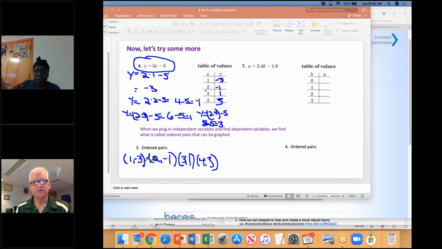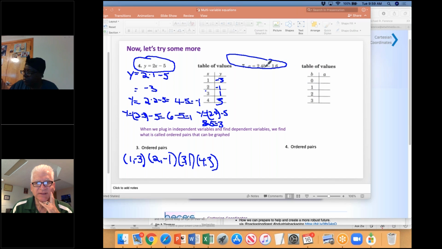Now, if I were to take those 4 sets of ordered pairs and put them on a graph like I did for the previous equation, I would create another straight line graph. And it's as simple as that. And if it's the same with this problem, I can plug in these values for B and come up with a dependent variable A. Same thing.